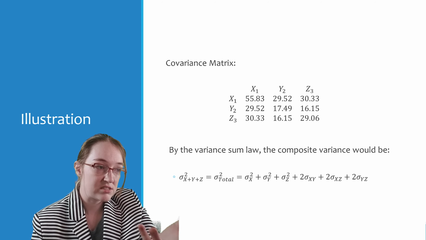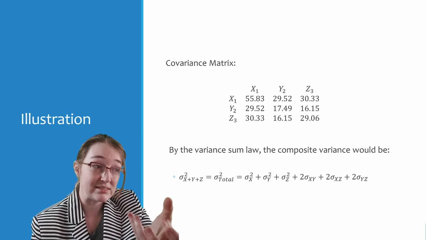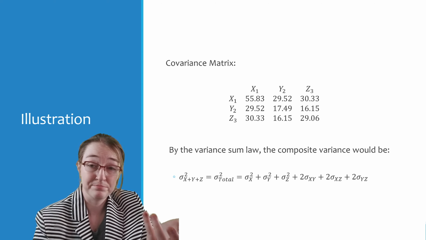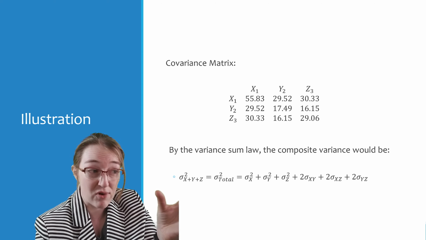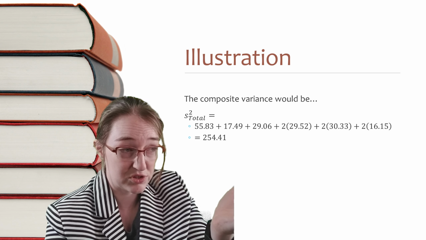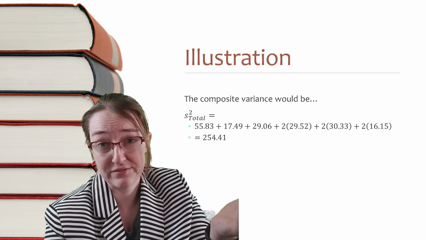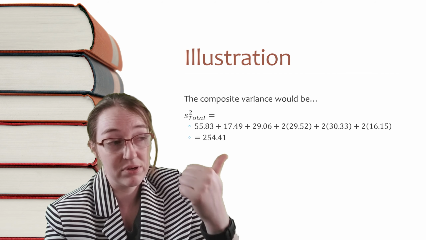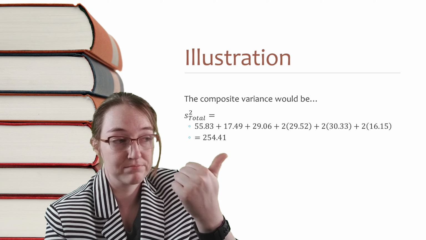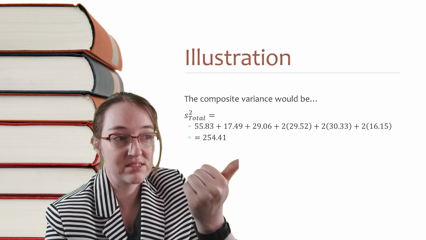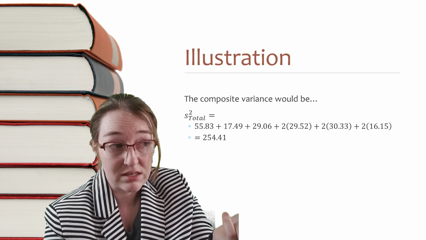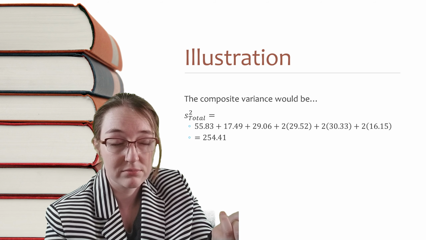So here, to find out what the variance is of our total score, we can just add up the pieces and plop them right into our model, which would give us 254 by adding up the variances of the three. So 55, 17, and 23, 29.